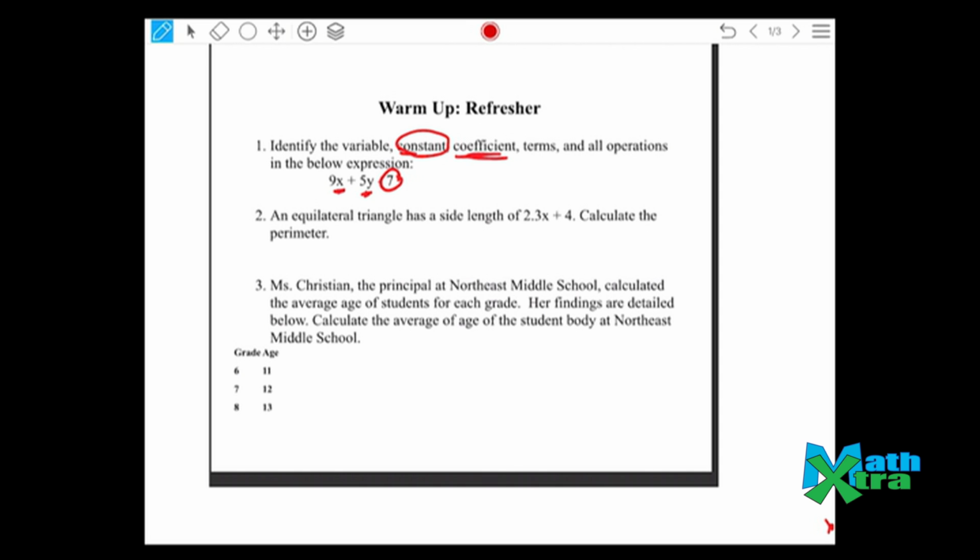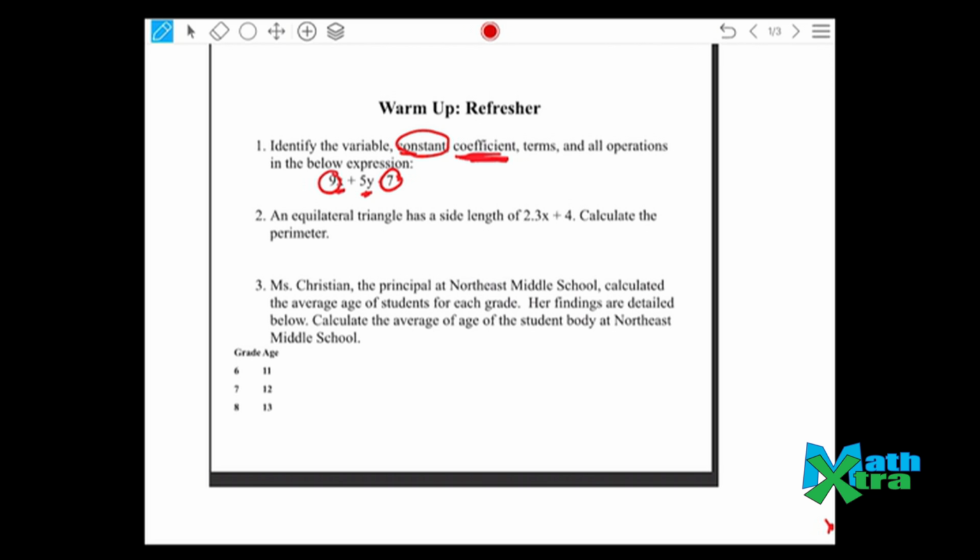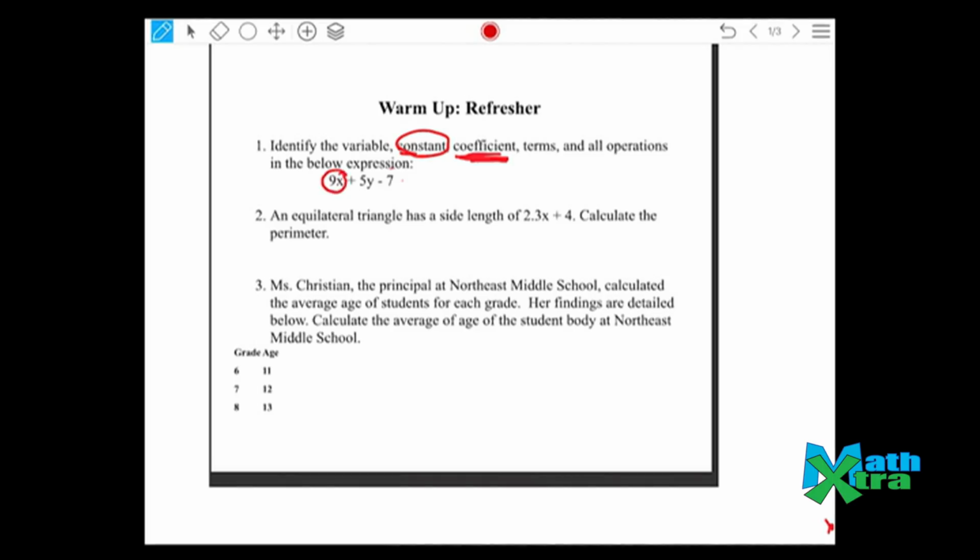Let's talk about the coefficient. The coefficient will always be attached to the variable and in front. Think of a co-pilot. The coefficients are 9 and 5. So now let's talk about terms. Terms are always going to be separated by your plus signs and your minus signs, or addition and subtraction signs. They're the same. We have 9x, 5y, and 7. That means we have 3 terms in this expression.